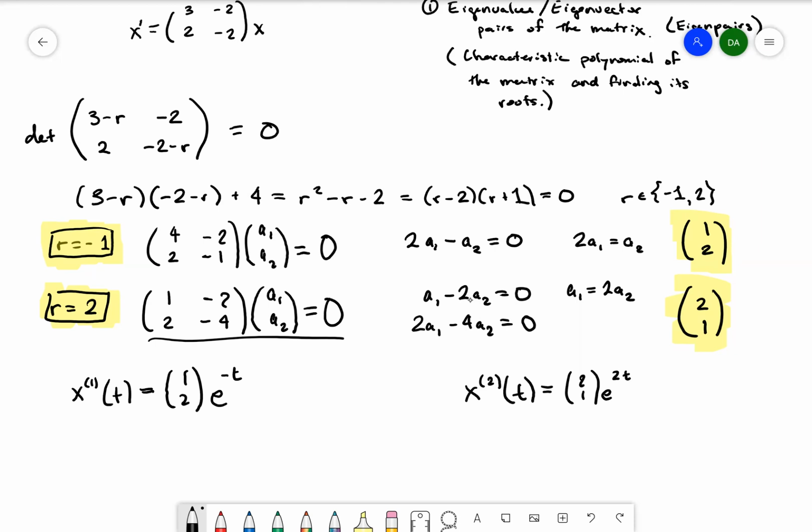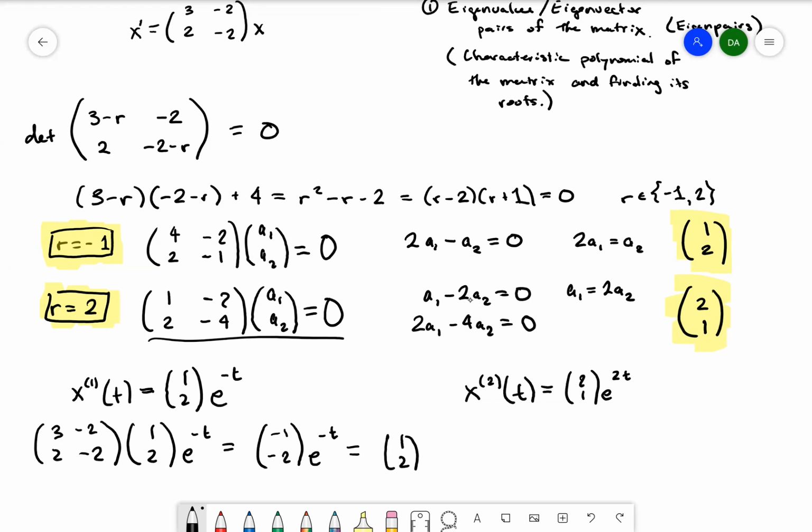And we can check these and make sure that these are correct. If we plug this in, we get the matrix [3, 2; -2, -2] times (1, 2) e to the minus t. So this gives us 3 minus 4, that's negative 1, and 2 minus 4, that's negative 2, times e to the minus t, and this is (1, 2) e to the minus t times negative 1, which is the derivative of x1. And we can similarly check the other one to see that it satisfies this system of differential equations.